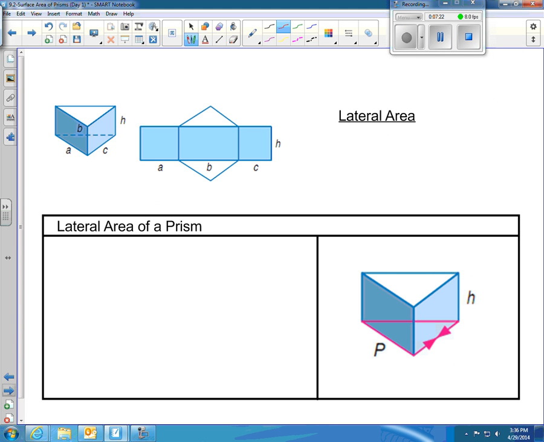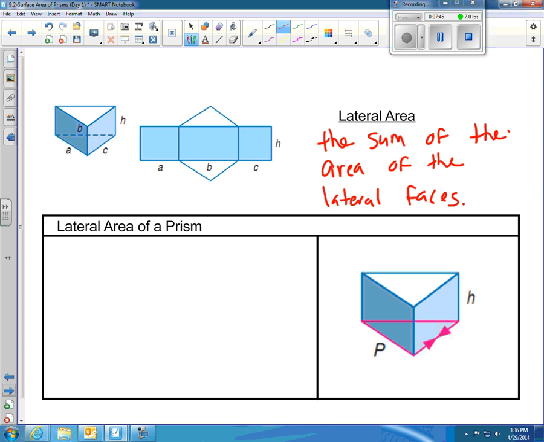Okay, so now let's talk about lateral area of a prism. Well, let's first talk about, well, what is a lateral area? Well, lateral area is the sum of the area of the lateral faces. So if we look here in our prism to the left, we have a triangular prism because the bases are triangles. Now, this is a base and this is a base. So we don't include those and we're just going to add the sides, the area of the sides.